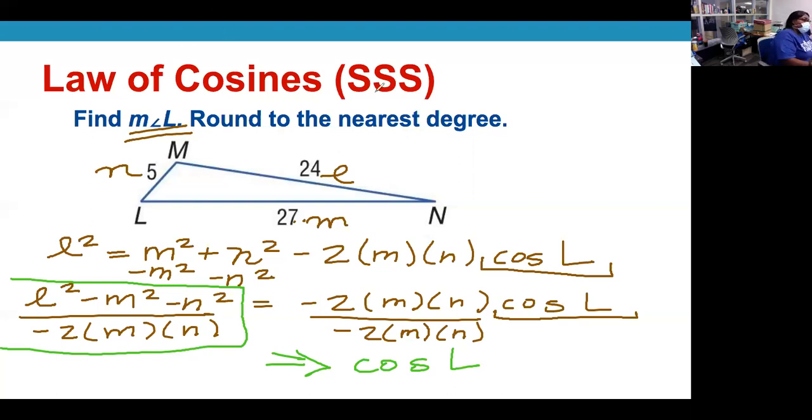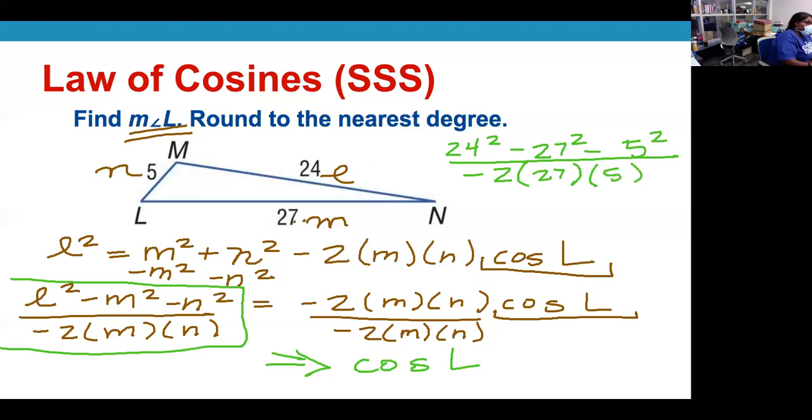Okay? All right, so L squared is 24 squared minus 27 squared minus 5 squared over negative 2 times M, 27, times N, which is 5, right? Did I get it right? Okay, let's put this in our calculator.